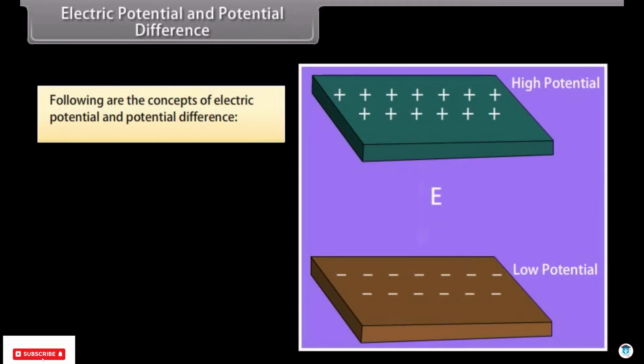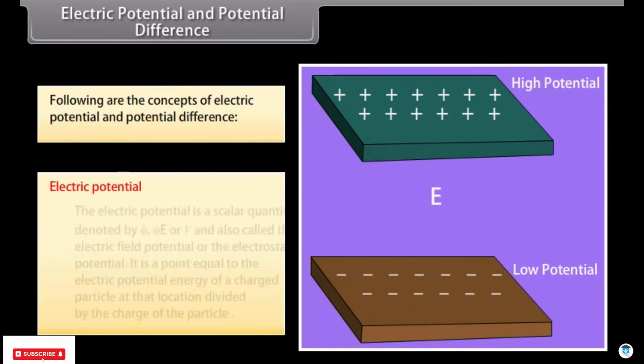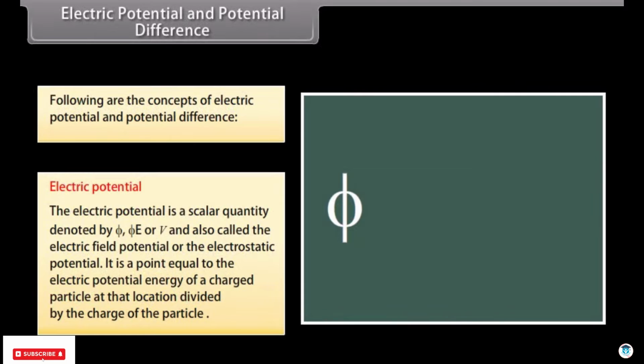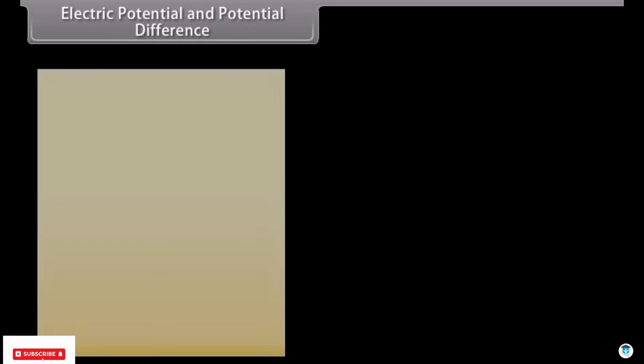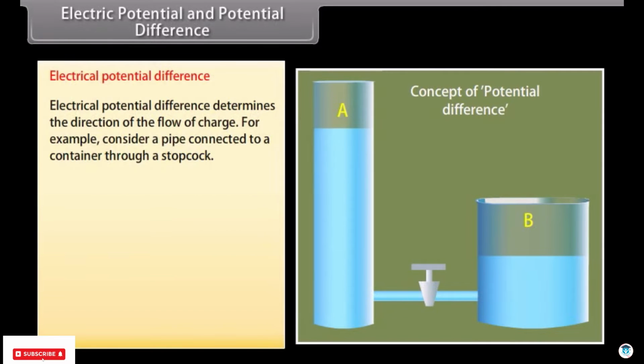Electric potential and potential difference. Let us look at the concepts of electric potential and potential difference. Electric potential is a scalar quantity denoted by E or V. It is equal to the electric potential energy of a charged particle at a point divided by the charge of the particle. Electrical potential difference determines the direction of the flow of charge.